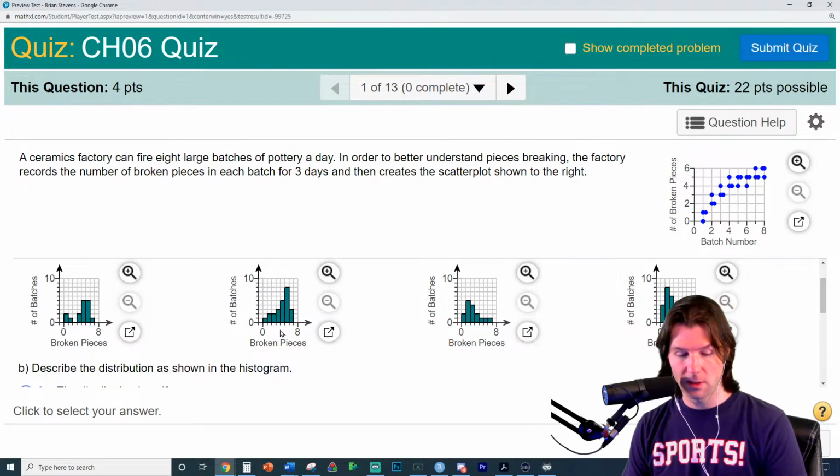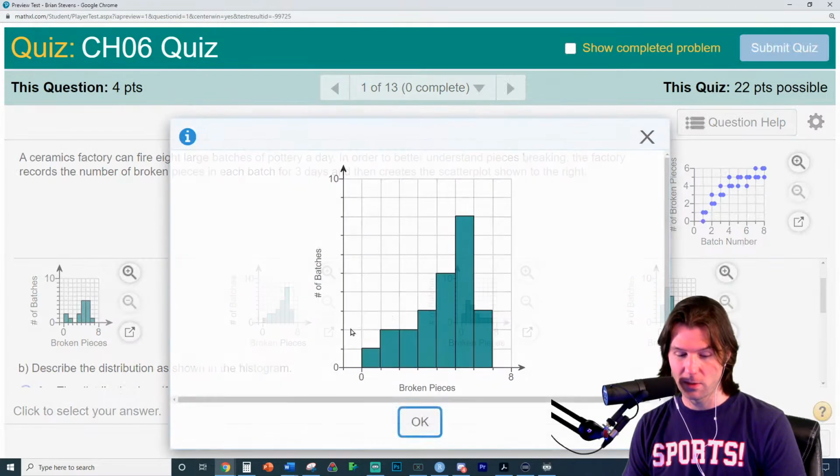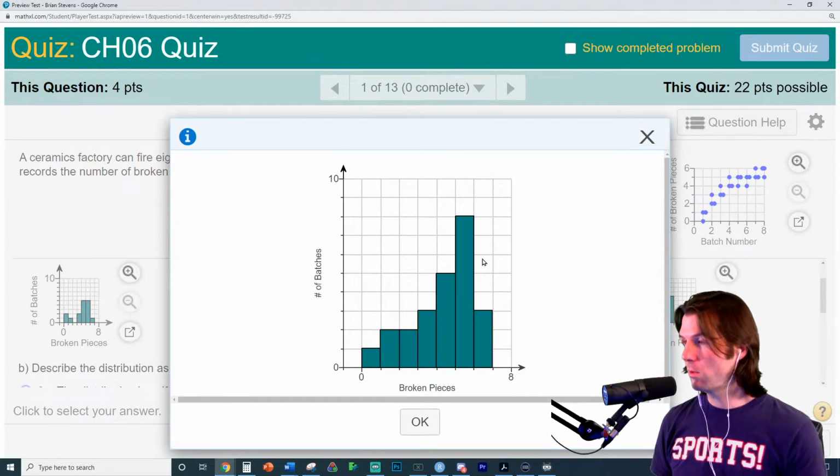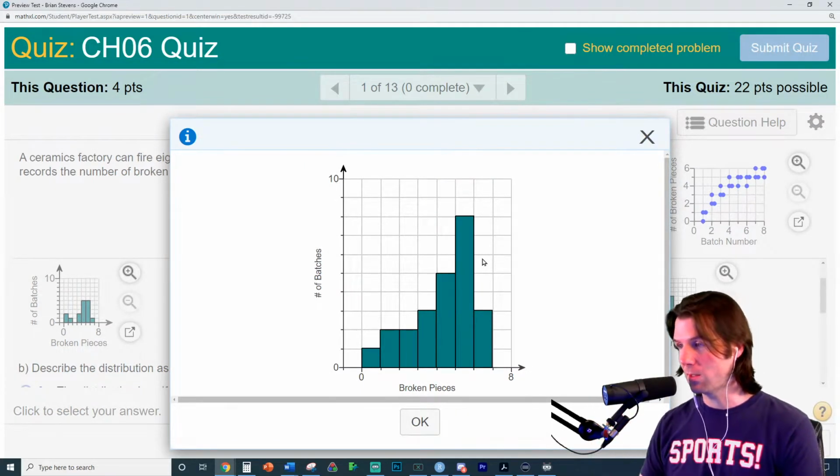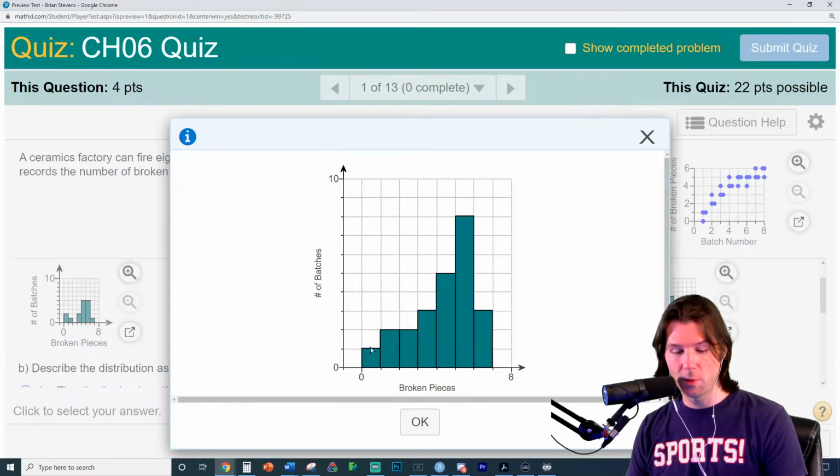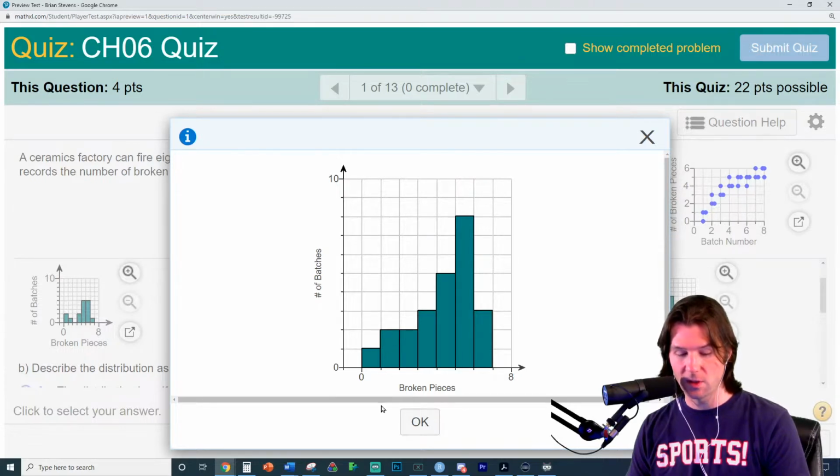So when you look at one of these, let's take this, which one's going to be the right answer? I think this one's the right answer. I've done this question a lot. So when you look at this one right here, you have to think about this. Here we have 0 broken pieces, and this is how many times it occurs. Here we have 1 broken piece, and this is how many times it occurs.